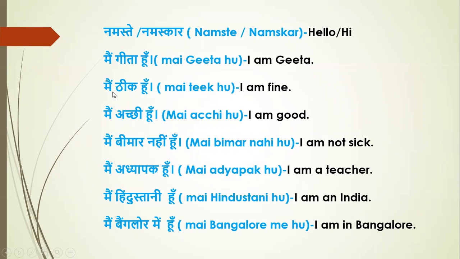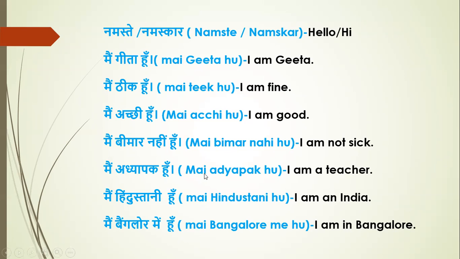The second sentence, when you say I'm fine, you have to say like this, मैं ठीक हूँ, I'm fine. And मैं अच्छी हूँ also you can use if you are a female and want to say I'm good. The next one, मैं बीमार नहीं हूँ, I'm not sick. मैं ठीक हूँ means I'm fine. मैं बीमार नहीं हूँ means I'm not sick.